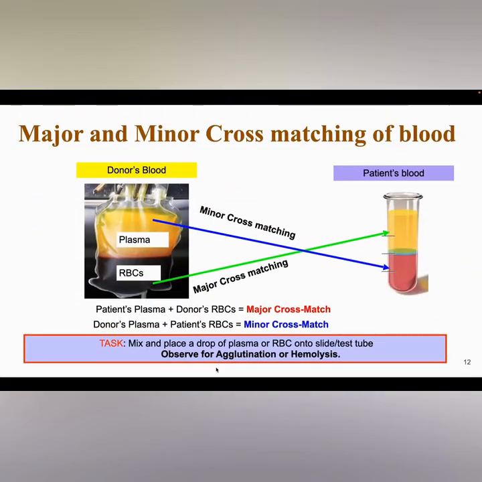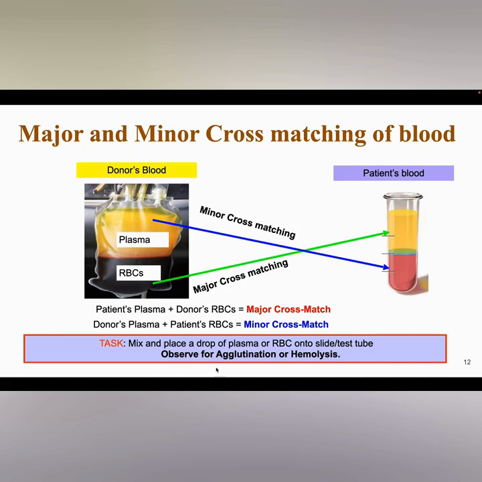Okay. Now, coming to transfusion, there are two types of cross matching of the blood, we say: major and minor cross matching of the blood. In major cross matching, the donor's RBCs are mixed with the recipient's plasma and looked at for agglutination.